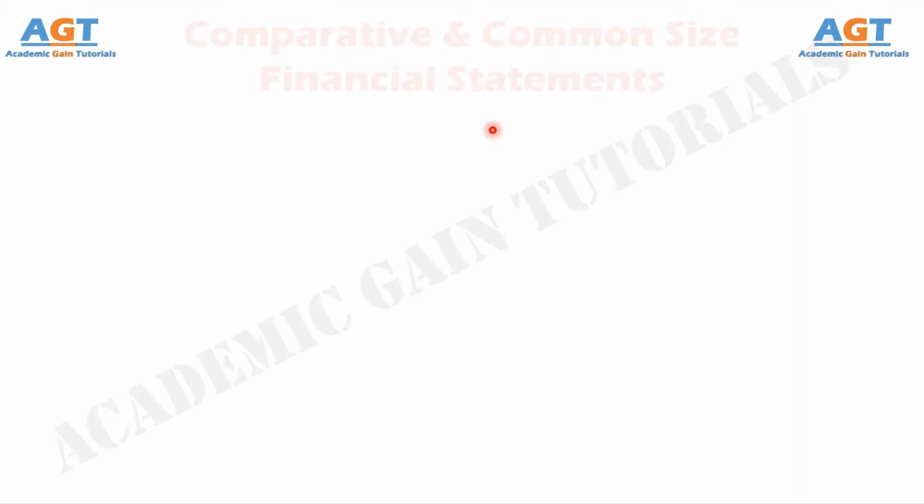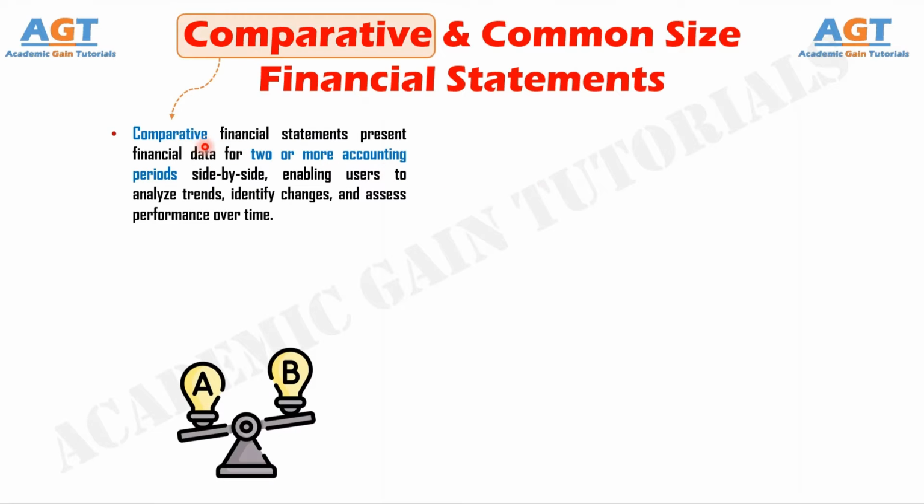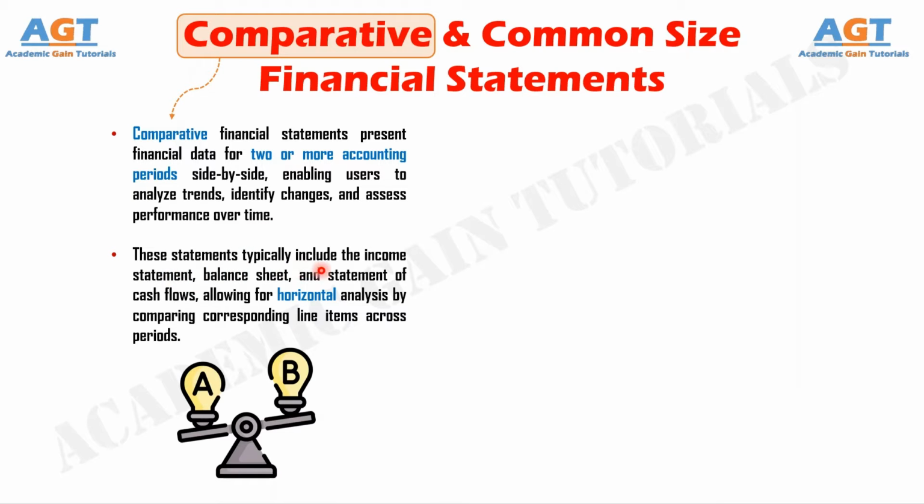In this video, we will look into the differences between comparative financial statements and common-size financial statements. Comparative financial statements present financial data for two or more accounting periods side by side, enabling users to analyze trends, identify changes, and assess performance over time. These statements typically include the income statement, balance sheet, and statement of cash flows, allowing for horizontal analysis by comparing corresponding line items across periods.